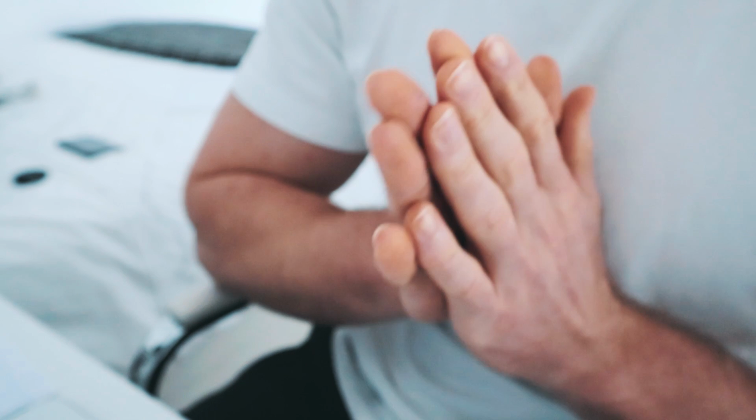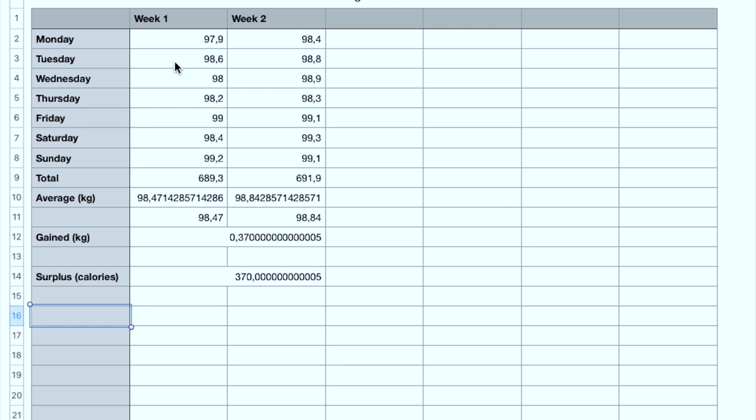So what you want to do is take the maintenance calories that the online calculator has given you, and eat at that calorie intake for 2 weeks. What you're going to do is weigh yourself every single day at the same time. So basically what I do is I wake up, and first thing before I have any food or water, I go and weigh myself. So as you can see, here are my weights for the first week.